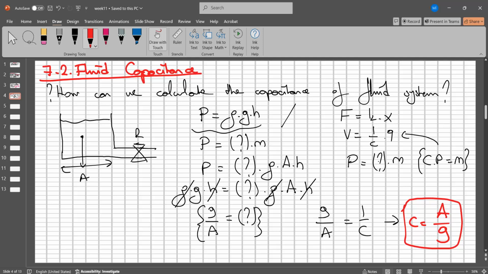What's your name? Mert. Do you understand this concept? Anladım hocam ama sadece CP eşittir M'e nasıl anladık onu anlayamadım. CP eşittir M'e nasıl bulduk onu anlayamadım. This value.